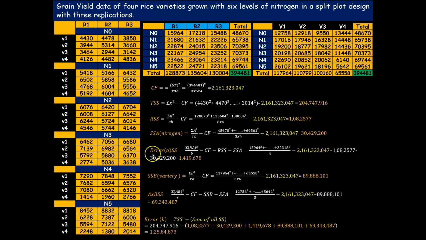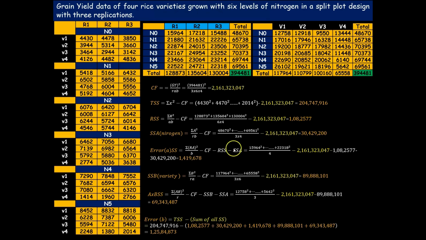We can get the sum of squares due to the main plot, or the sum of squares due to nitrogen. Then the R sum of squares, very simple, the summation of R into A, that means the replication into A. A is the main plot, so we have a two-way total table of the replication and main plot, minus the correction factor, minus the replication sum of squares.